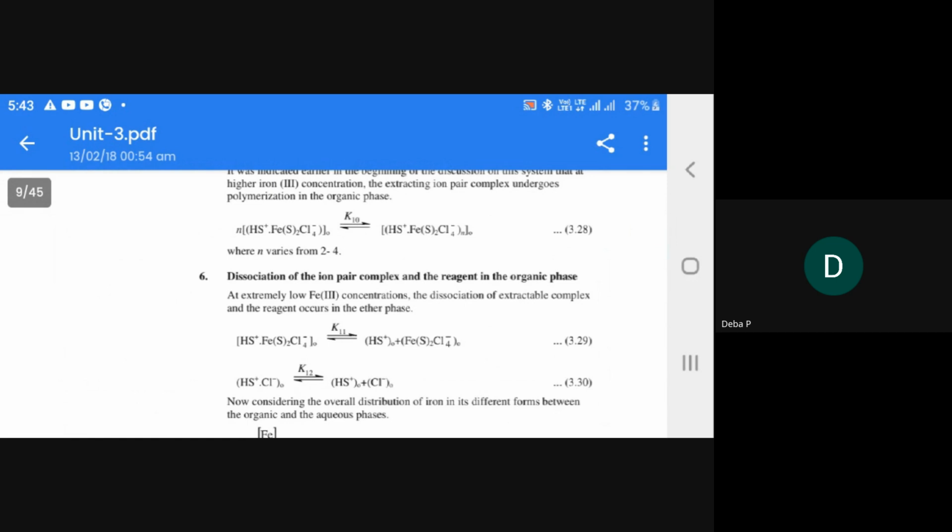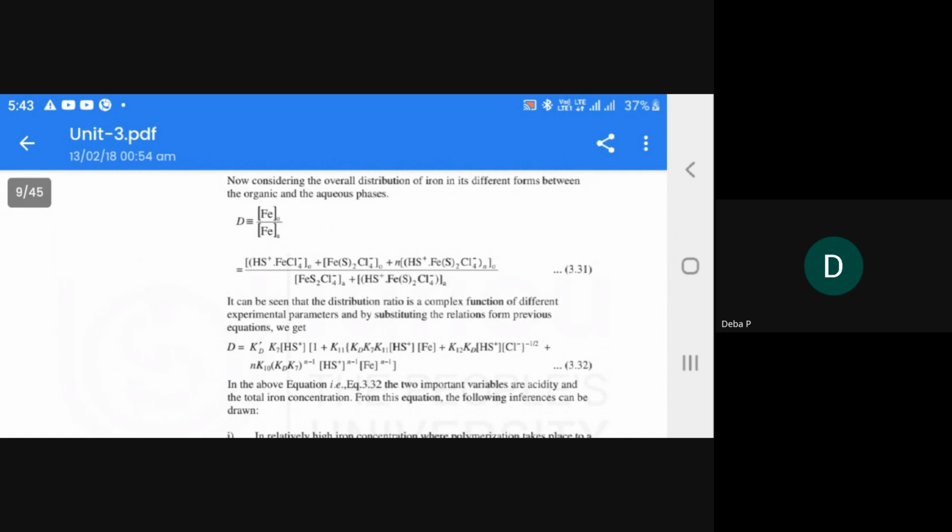So now we will consider the overall distribution of iron in its different forms between the organic and aqueous phase. Like in our introduction, we have segregated that and then found the final distribution coefficient D. So the same thing we apply here. D will be the concentration of iron in organic to that in aqueous. So we get equation 3.31. From this equation it can be seen that the distribution ratio is a complex function of different experimental parameters, and by substituting the relations from previous equations we get equation 3.32. In this equation the two important variables are acidity and the total iron concentration.